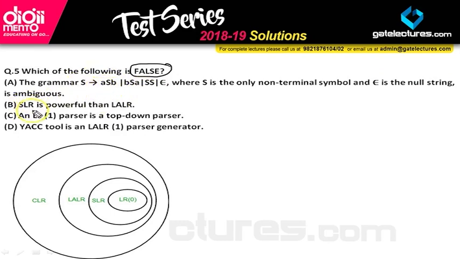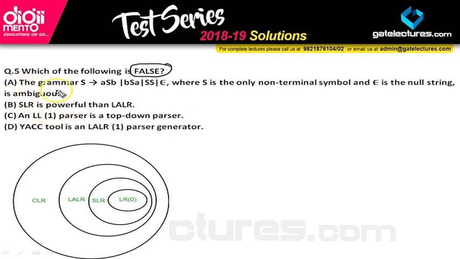The second option says SLR is more powerful than LALR. For that I have given this diagram, so from this you can tell whether it is right or wrong. The third one says an LL1 parser is a top-down parser. And option D says the YACC tool is an LALR1 parser generator, okay? So let's solve all the options one by one.